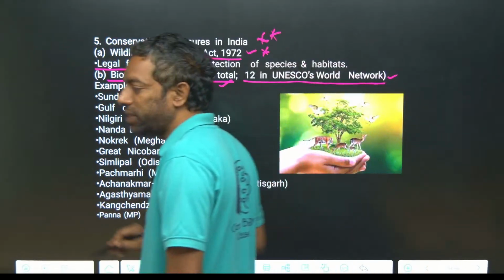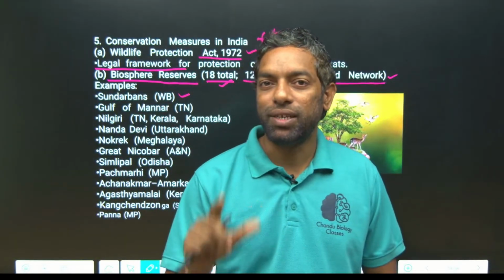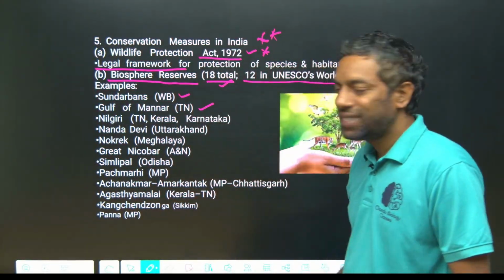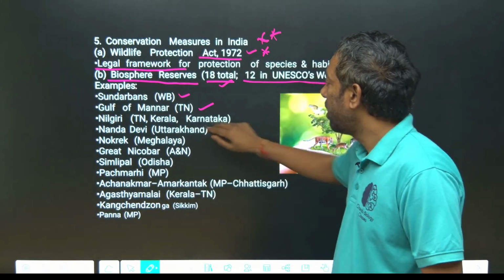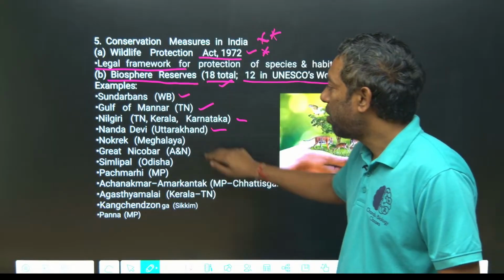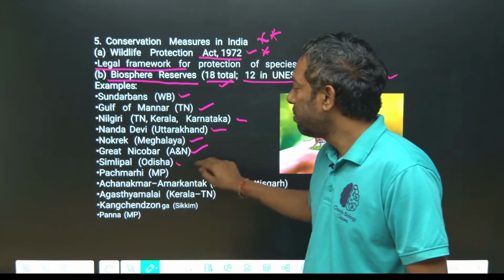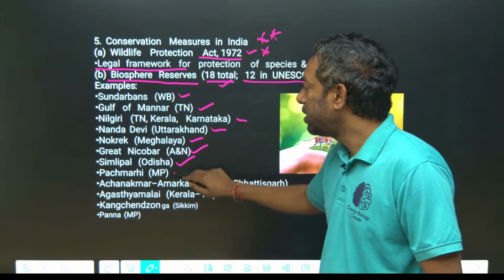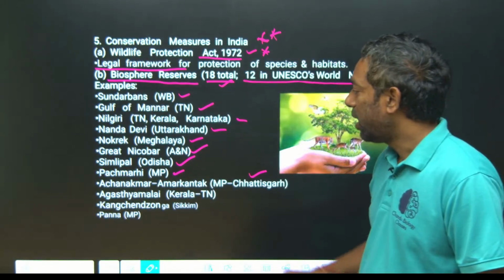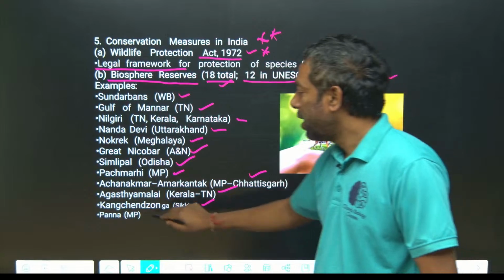Sundarbans is West Bengal. They can ask you match-the-following questions, with states on one side and hotspots on the other. Sundarban, West Bengal; Gulf of Mannar, Tamil Nadu; Nilgiri, Kerala and Karnataka; Nanda Devi, Uttarakhand; Nokrek, Meghalaya; Great Nicobar, Andaman and Nicobar; Simlipal, Odisha; Pachmarhi, Madhya Pradesh; Amarkantak, Madhya Pradesh and Chhattisgarh; Agasthyamalai, Kerala and Tamil Nadu; Kanchenjunga, Sikkim; Panna, Madhya Pradesh.